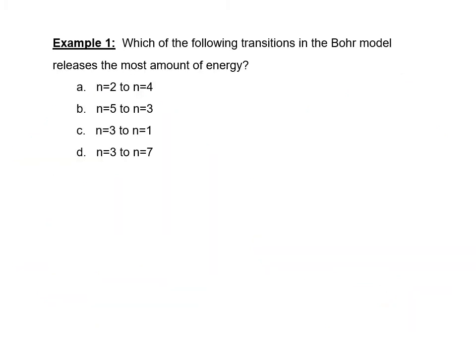Okay, so here's an example. Which of the transitions in the Bohr model releases the most amount of energy? So in this question, we're given 4 choices. When something releases energy, right, the key word here is release. When energy is being released, it's going from a higher orbit to a lower orbit. When energy is absorbed, it's going from lower to higher. So in this example, part A, we're going from 2 to 4. So this one is absorbing energy.